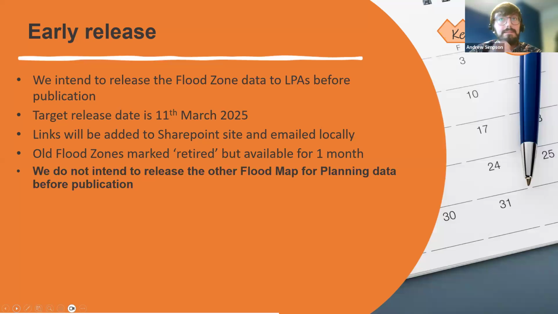So next, I'm going to talk about the early release of data. We know that many of you would like the new flood zone data as soon as possible. And as Sam mentioned earlier, our plan is to release the flood zone data to local planning authorities 2 weeks before publication. This means our target date is the 11th of March, 2025. And I would encourage you to forewarn your data leads and local validation teams to ensure they're ready to receive, test, and start using the data from the 11th of March.